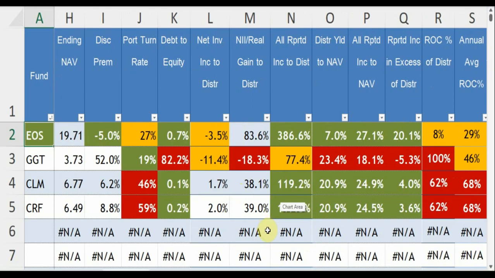Nearly identical. And finally, we have the combined percentage of all income sources as a percentage of distribution, and thanks to unrealized gains, both funds were able to cover their distributions with some to spare. Both CLM and CRF actually paid out a distribution yield to NAV of 20.9%, just 0.1% shy of the stated 21% in their distribution policies. CLM edged out CRF overall with a reported income in excess of distribution of 4% to 3.6%.